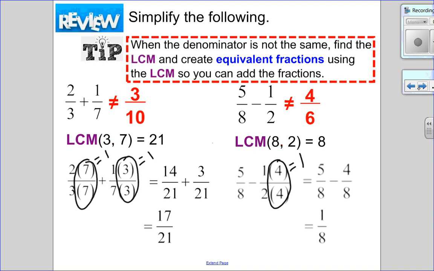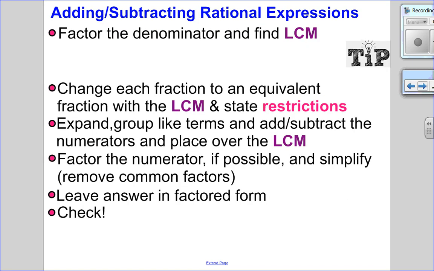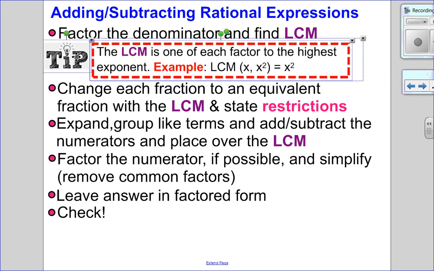So let's try that with some polynomials. When I add and subtract rational expressions, again, I want to find the lowest common multiple. And the only way to find that is by factoring. So I'm going to factor just the denominator. Now remember that the lowest common multiple will be one of each factor, and it will be the highest exponent. So if I have an x, for example, and an x squared, well, the common denominator would be an x squared.